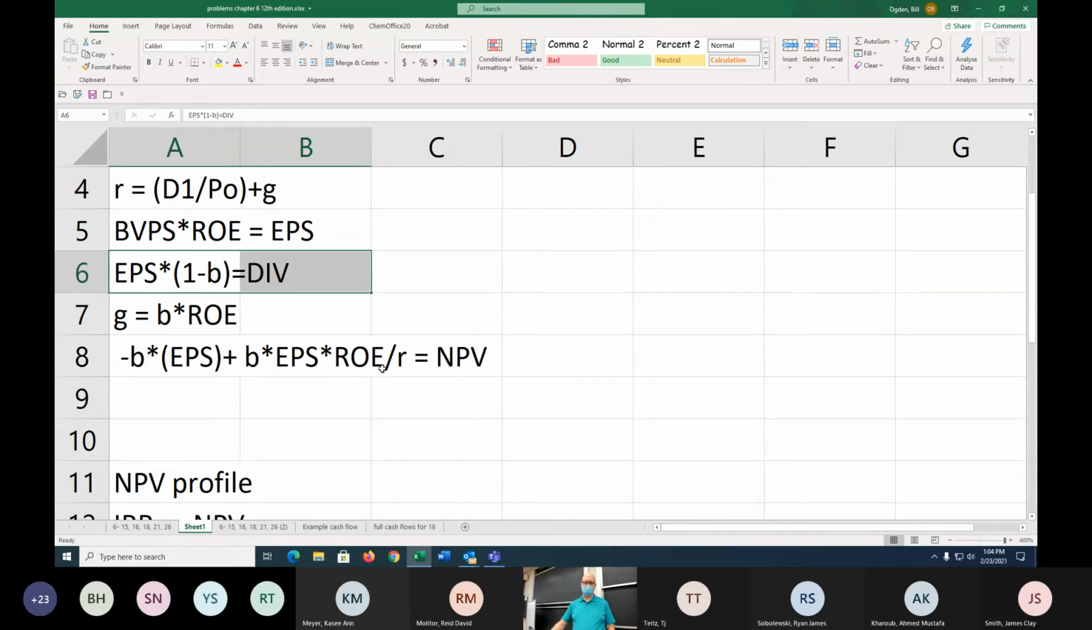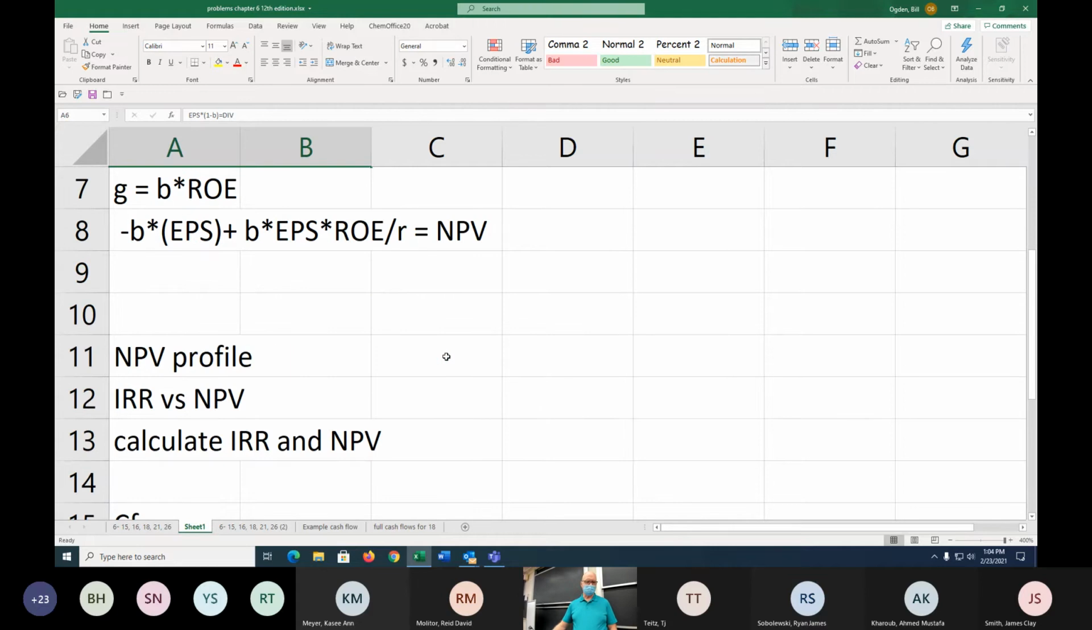Let's take the positive outcome. What if ROE exceeds R? You're earning more than your cost of capital. Well, you're creating wealth, aren't you? That makes this equation positive. And then obviously the bad one, what happens if R exceeds your ROE? Then you're destroying wealth, aren't you?